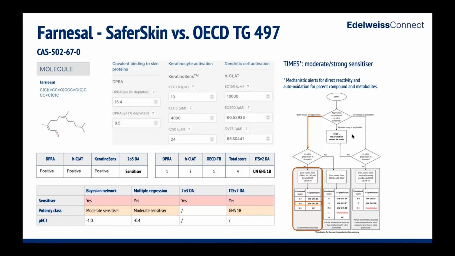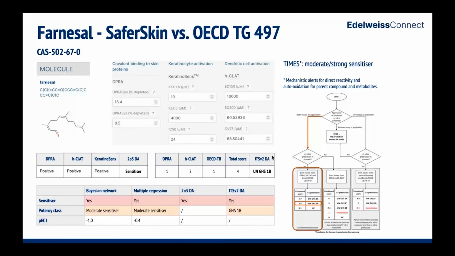So the first example is Farnesal, and here the 3 different assays, DPRA, KeratinoSens and h-CLAT, are all positive. So all 3 assays are positive. So following the guideline, the first defined approach, that is the 2 out of 3 defined approach, it is easily classified as sensitizer.